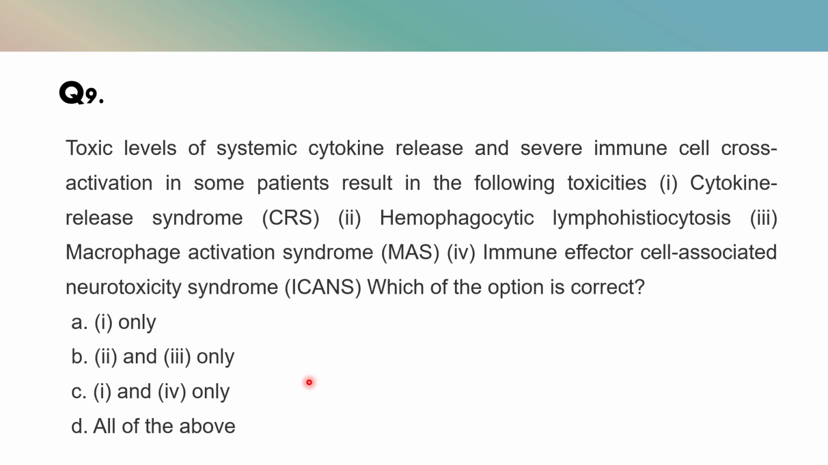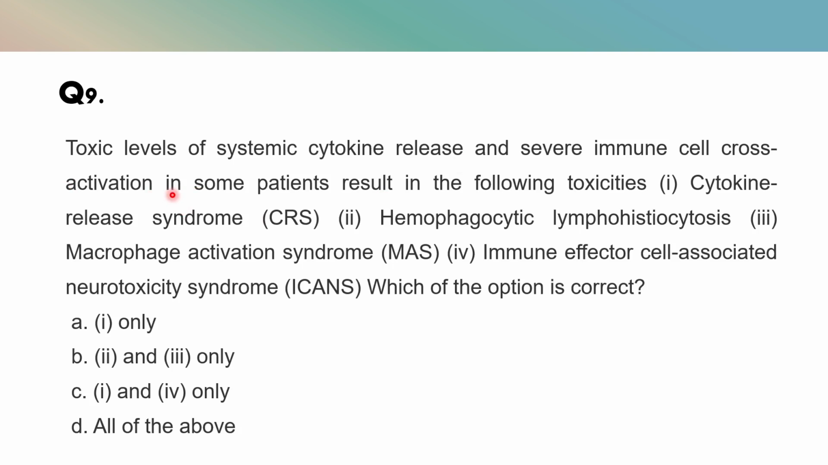Okay, so I got only one answer, that is C. I think everyone is confused. Okay, fine. Let's discuss it then. Then we'll know which one is the answer. So, toxic levels of systemic cytokine release and severe immune cell cross activation. So, what is the meaning of these two terms?